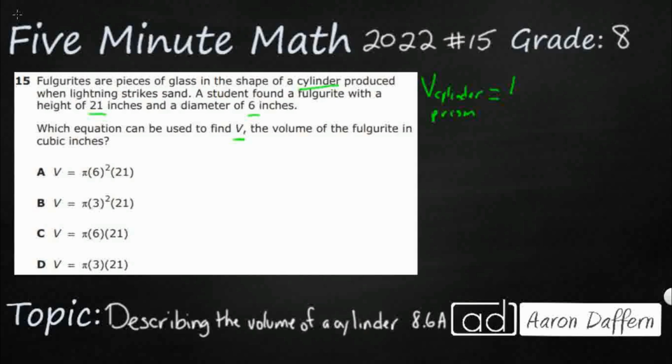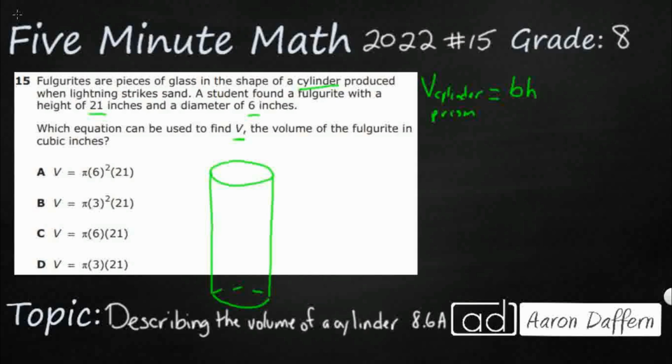It seems pretty simple, right, based on sight. It's a little bit more complicated than that. So let's draw a cylinder so we can kind of get a visual here. Alright, so here's my cylinder.